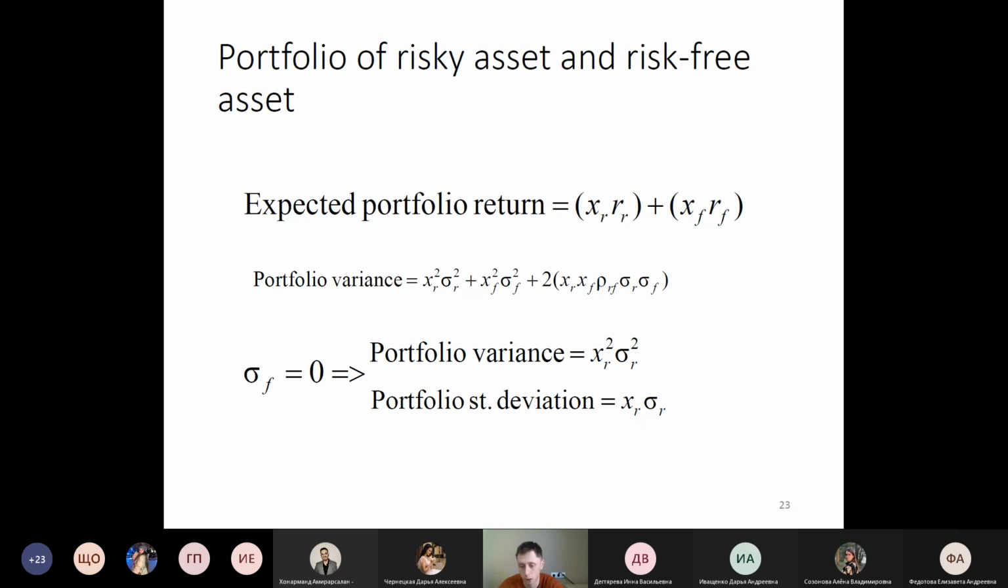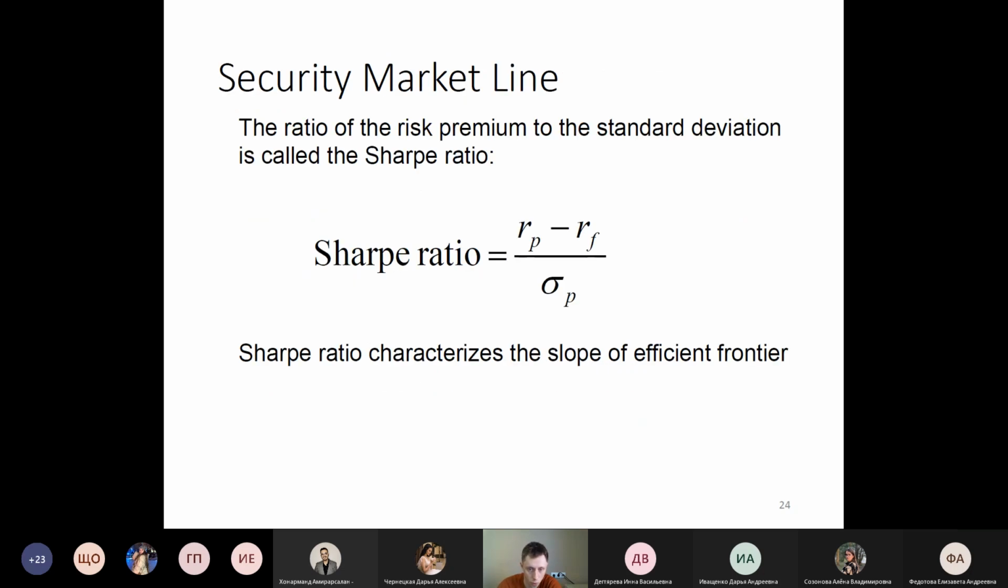As we combine risky and risk-free assets, the risk will be determined by the fraction of the risky assets in the portfolio. And another estimate that we discussed in that topic was the Sharpe ratio. It is the additional risk premium, the additional return that we receive for having more risk. And this characterizes the slope of the efficient frontier.